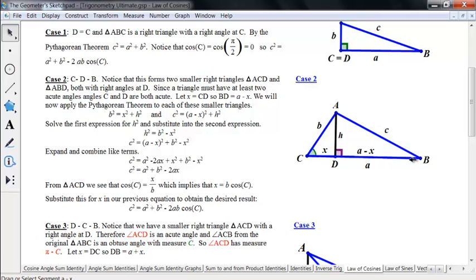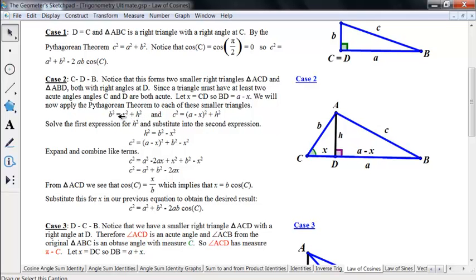Now we're going to apply the Pythagorean Theorem to each of these smaller 2 right triangles. So in this triangle ACD here, we get b squared equals x squared plus h squared. And for the other triangle, we get c squared equals h squared plus (a minus x) squared, which is what I have here.